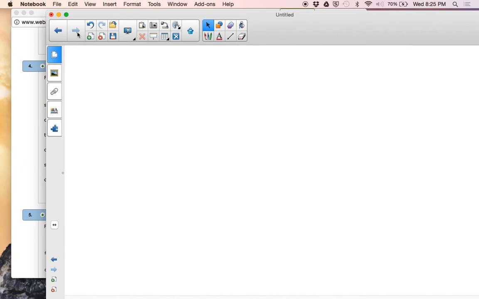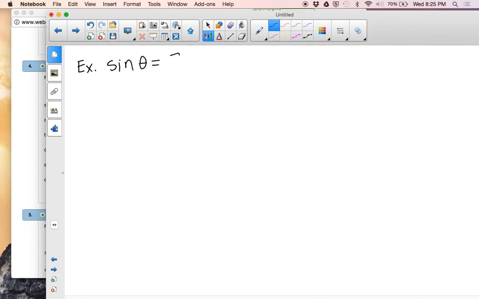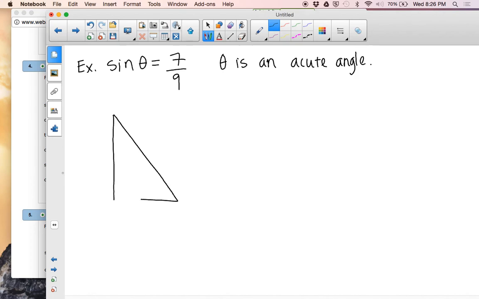Okay, so let's look at another type of problem now. And this is still in right triangle trig. We haven't touched circular trig yet. So let's say we have that sine theta equals 7 over 9. And I want you to find all 6 trig functions for this theta. And let's say theta is an acute angle. By saying that it's an acute angle, that means that I can assume that it could be in a right triangle. So I'm going to go ahead and draw my right triangle.